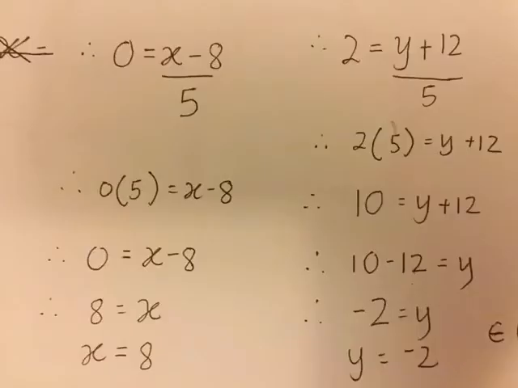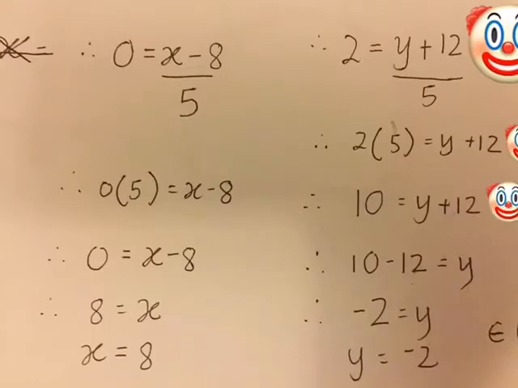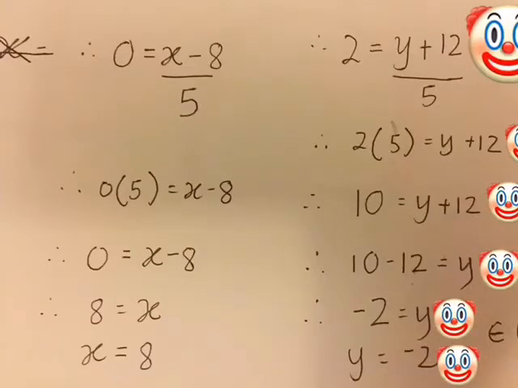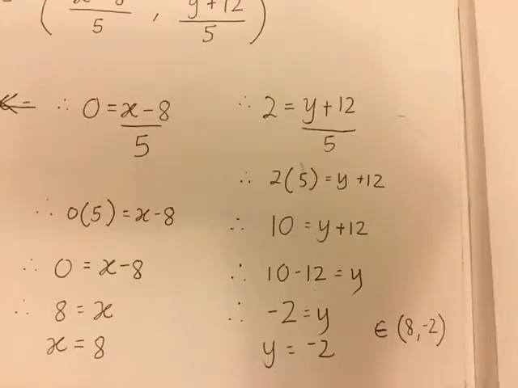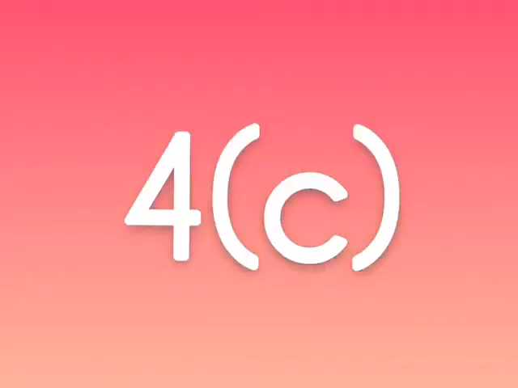So find y by the equation. 2 equals y plus 12 divided by 5. 2 times 5 equals y plus 12. 10 equals y plus 12. 10 minus 12 equals y. Negative 2 equals y. y equals negative 2. The same step is taken to find x. So x and y are the coordinates of E. So E is (8, negative 2).